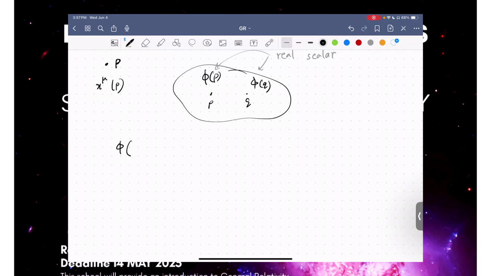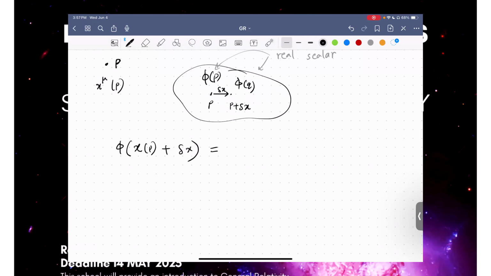So let me write f(x_P). Plus, let's say that point Q is rather close to P. We can say that this is P plus δx, where δx is a very small distance from P to Q. So then this is something like this.